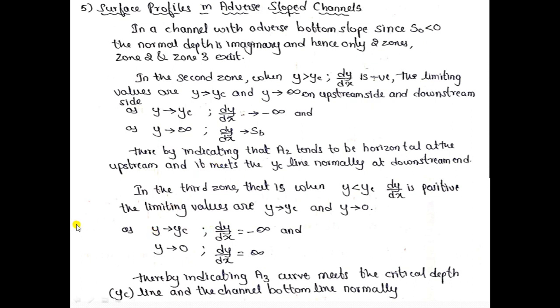In third zone, that is when the depth of flow is less than the critical depth, dy by dx is positive. The limiting values are y tends to the critical depth on the upstream side, y tends to 0 on the downstream side. So, when y tends to the critical depth on the upstream side, dy by dx tends to minus infinity, as y tends to 0 on the downstream side, dy by dx tends to infinity, thereby indicating that A3 curve meets the critical depth line and the channel bottom normally.